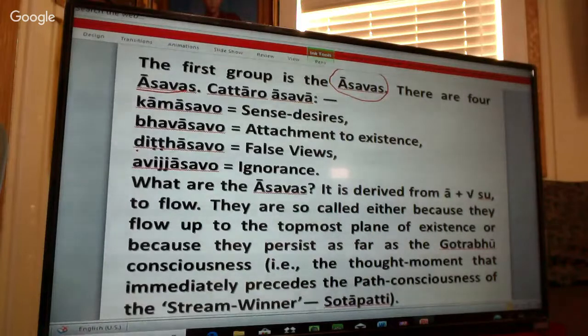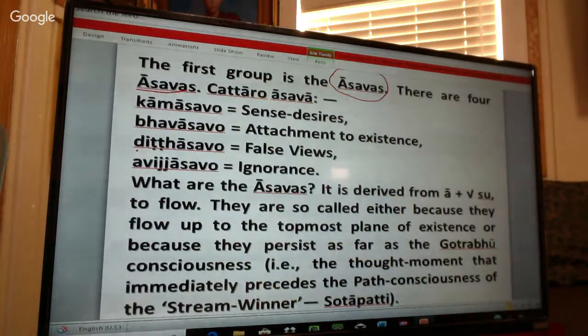Number 3, data soa. Data soa is ditthi plus asava combined. So ditthi we already know, in akusala. Ditthi is not right view. This is a wrong view, false view. So data soa is a false view. According to the name of the manifestors, this is ditthi, wrong view.